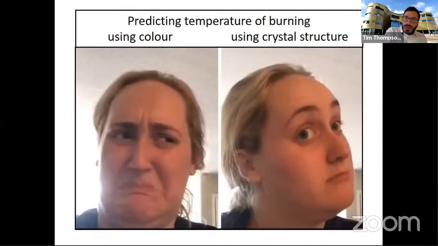So then we thought, right, we can't use color for bone, but maybe we can use something else, because it's still quite important to be able to correlate the condition of bone with the intensity of burning, because that allows you then to make statements about whether or not the bone might have shrunk in size, what other sorts of features you might be looking for in that kind of context of death. So we instead focused on crystal structure.